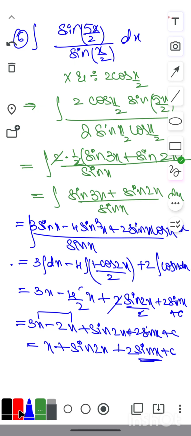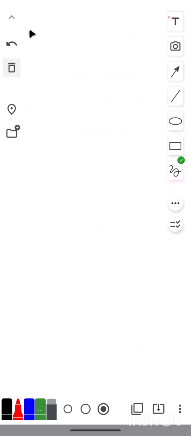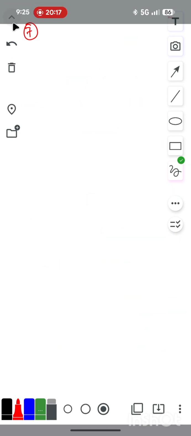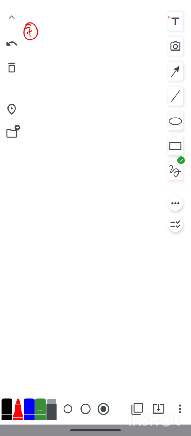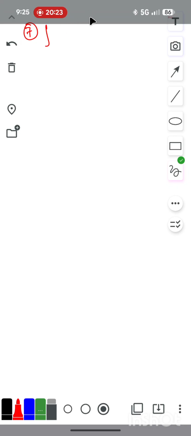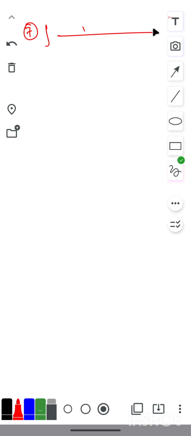Moving to the next question. Next question is question number 7. Question number 7 is the integration of 1 divided by 1 plus 3 sin square x plus 8 cos square x into dx. Okay, this is the given question.